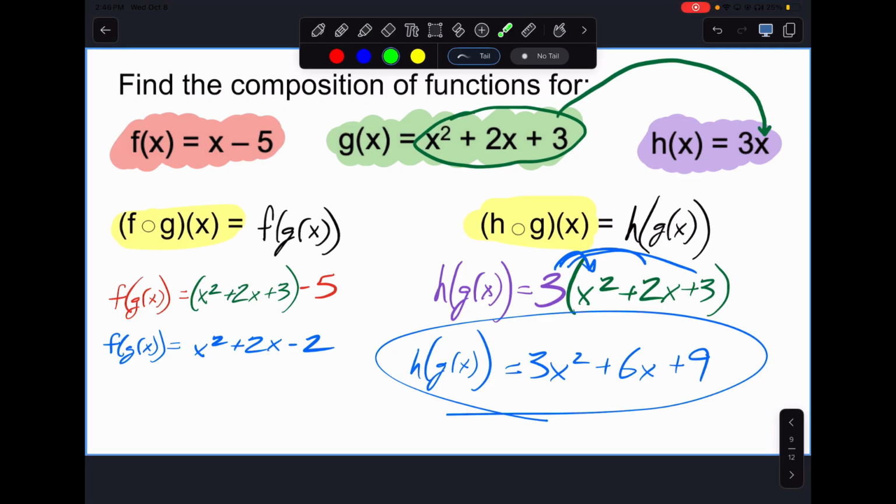Now, if there was another x here, like this, we'd have to do it in both spots. That's going to come up on your homework today.